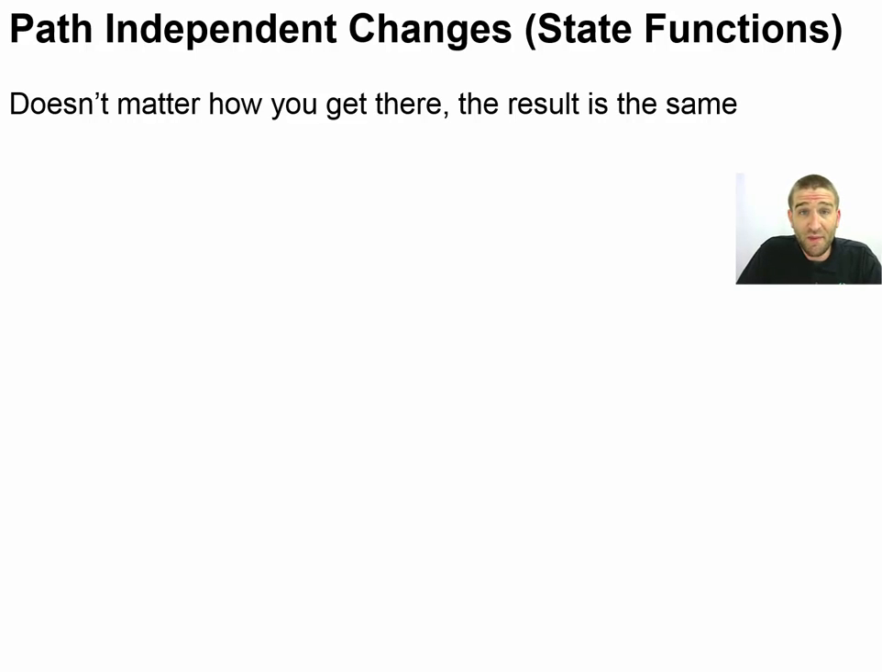In thermochemistry, we're working with path-independent functions. These are also known as state functions. Now, the neat thing about them is it doesn't matter what path you take, because all we care about is the end and the beginning and the distance between the two.